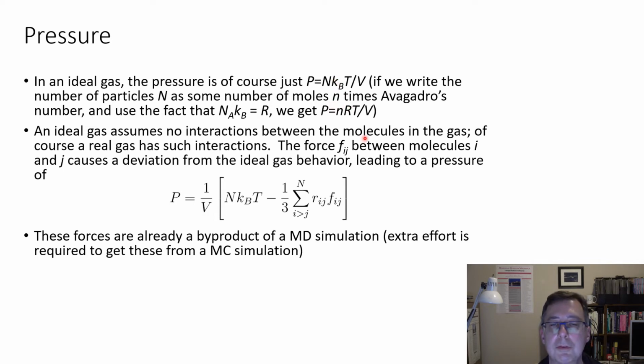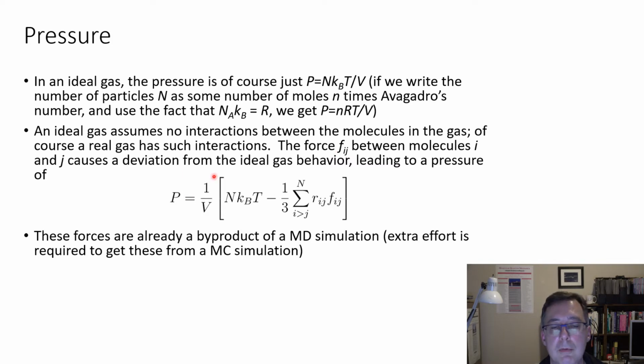And what does an ideal gas assume? Well, if you think back to freshman chem, or maybe you learned this in physical chemistry, an ideal gas basically assumes there are no interactions between molecules, which is of course wrong. Molecules actually have at least weak London dispersion interactions between them, if nothing else. And so the force between molecules i and j is not really zero, and that's going to lead to a deviation from the ideal gas behavior.